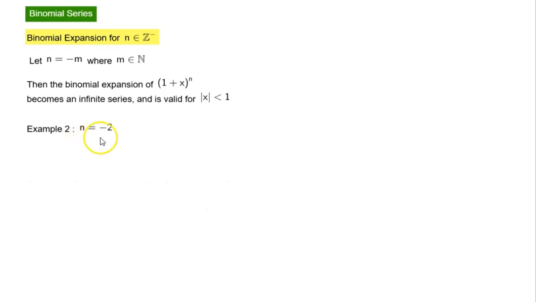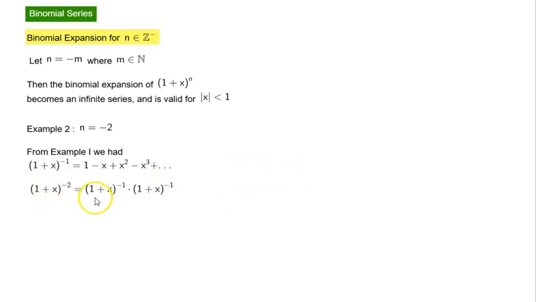Now let's look at another example where n is equal to minus 2. Unlike the previous example where n was equal to minus 1, we don't have to use long division for this. So let's see how this works out. From example 1, we had 1 plus x to the power of minus 1 equal to 1 minus x plus x square minus x cube, and so on. So 1 plus x to the power of minus 2 is equal to 1 plus x to the power of minus 1 times 1 plus x to the power of minus 1. So we can use this itself to evaluate for minus 2. So we have 1 plus x to the power of minus 2 is equal to this times this.